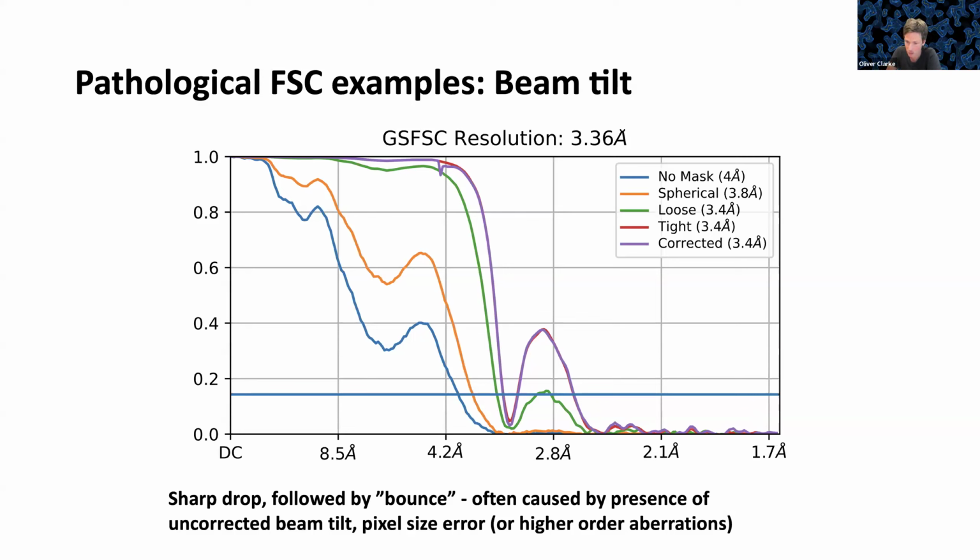If it's not that, and all your import parameters were correct, it's almost always caused by the presence of uncorrected beam tilt or other higher order aberrations in your data. The good thing about that is that both of those issues are correctable. If it's user input, you can just go back and fix that. If it's beam tilt, you can generally refine those higher order aberrations. So refine beam tilt, trefoil, tetrafoil, whatever it happens to be.